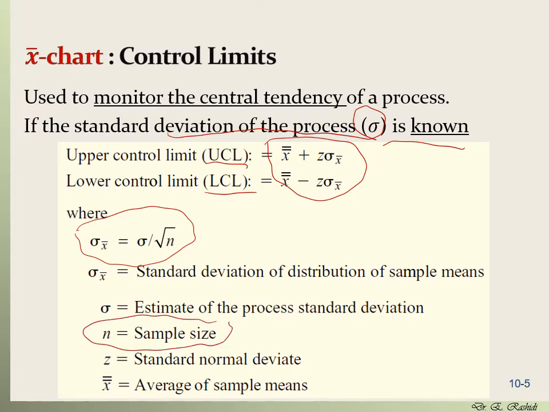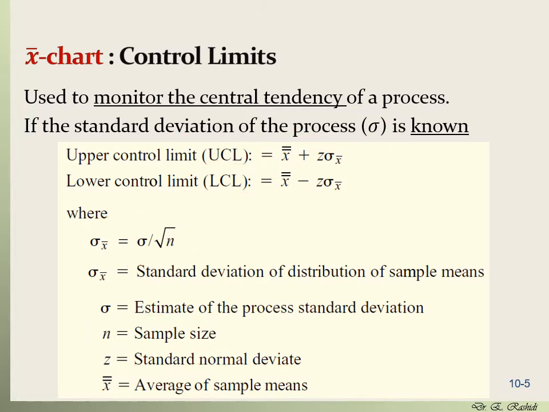So remember, n is the sample size. That's how many observations you have in a sample. For example, you can have k number of samples, and each sample consists of n observations. So n here is the size of the sample. How many observations are in each sample? Z is the standard normal deviate that we're going to find from a table. So using these two formulas, we can find the upper control limit and lower control limit.